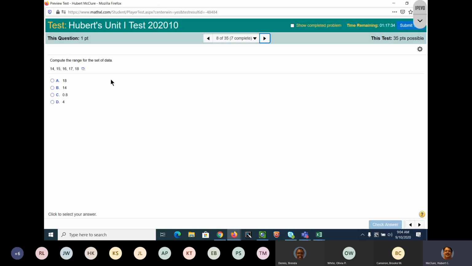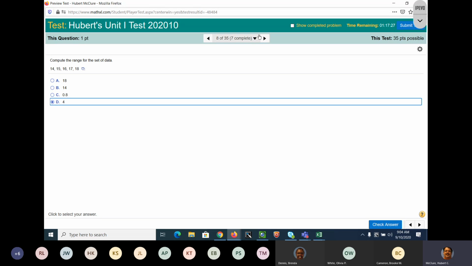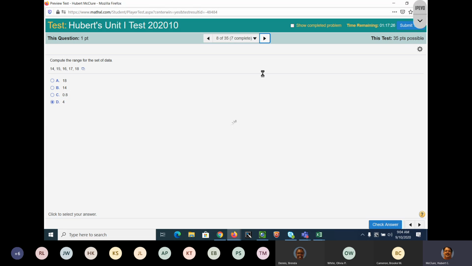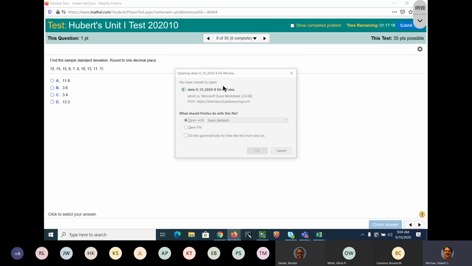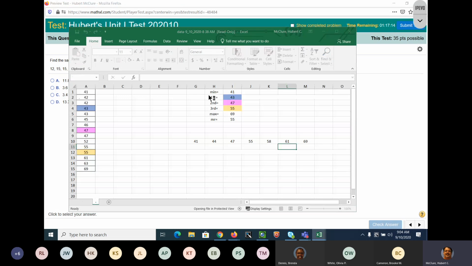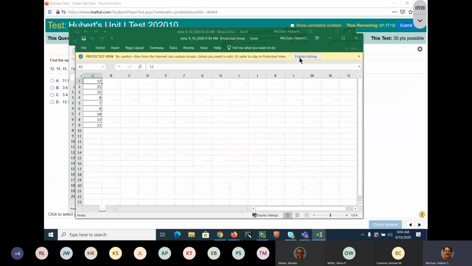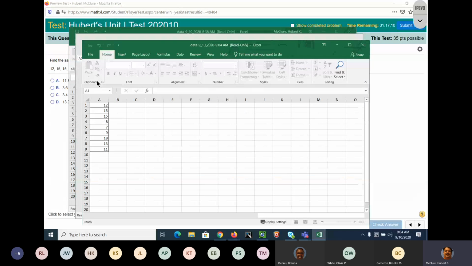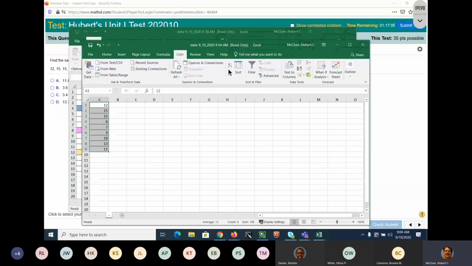Compute the range. Okay, this is getting old. Okay, 18 minus 14 is 4. Of course, that's not going to be the easy ones. There's the standard deviation. So this is how you do the standard deviation when you're not doing everything else. You got to find the mean first. Put it in order first, and then find the mean. So I'm going to put it in order.